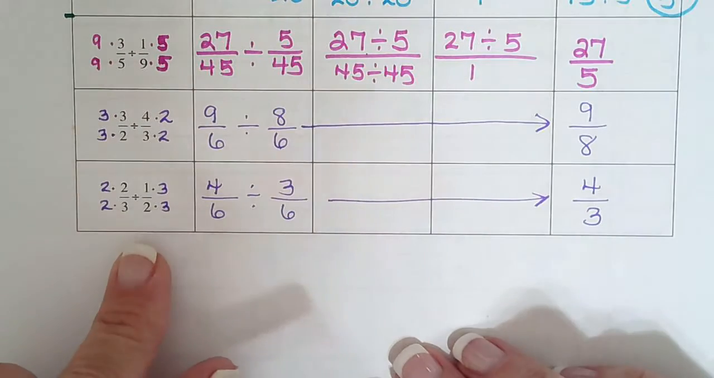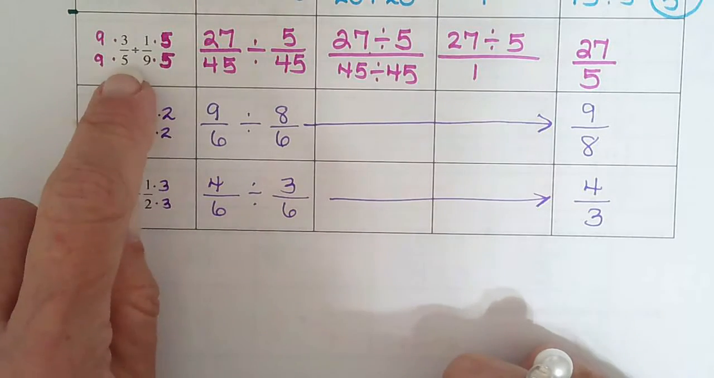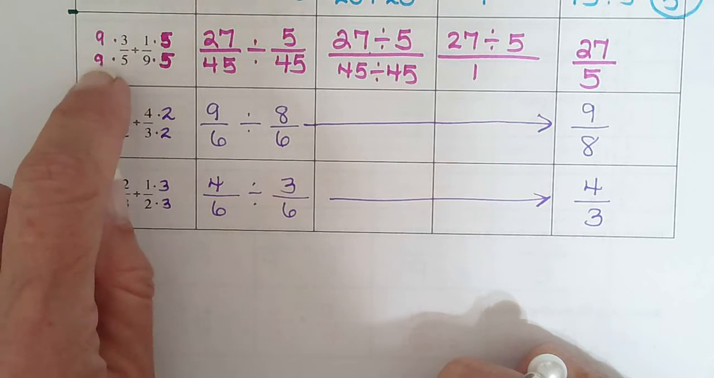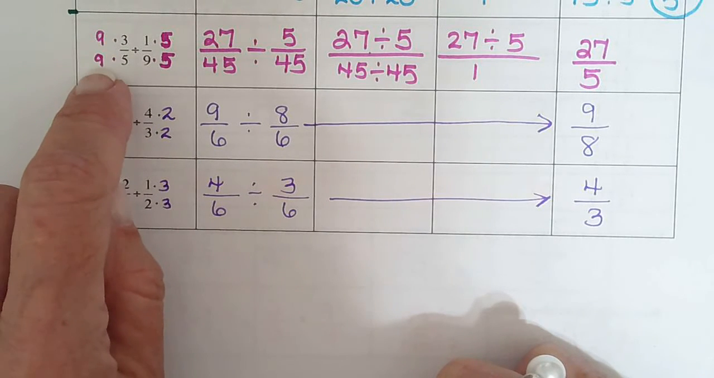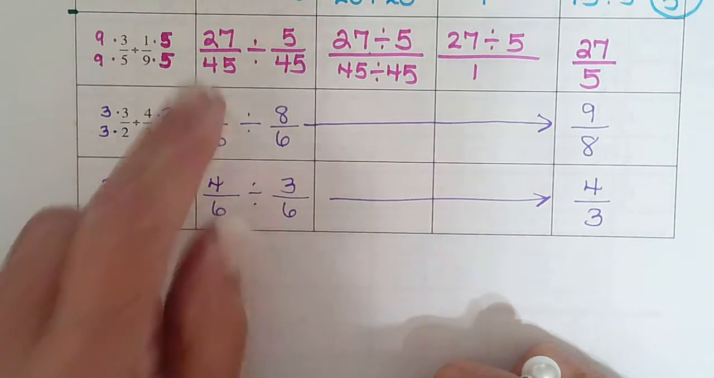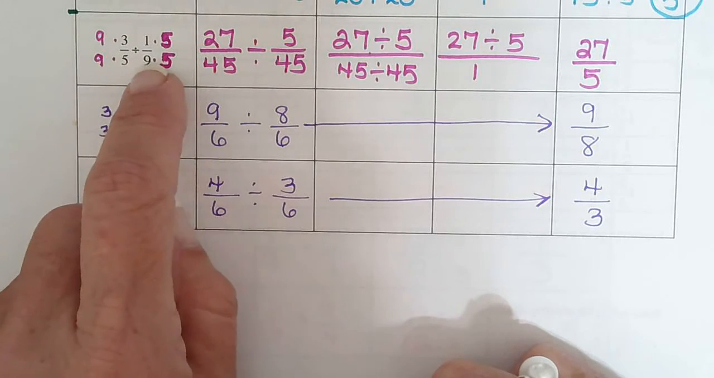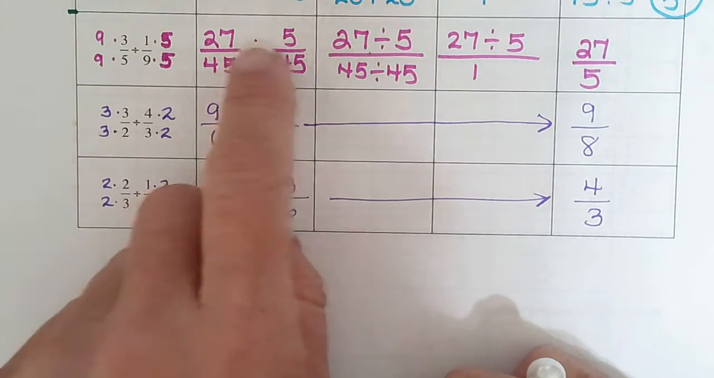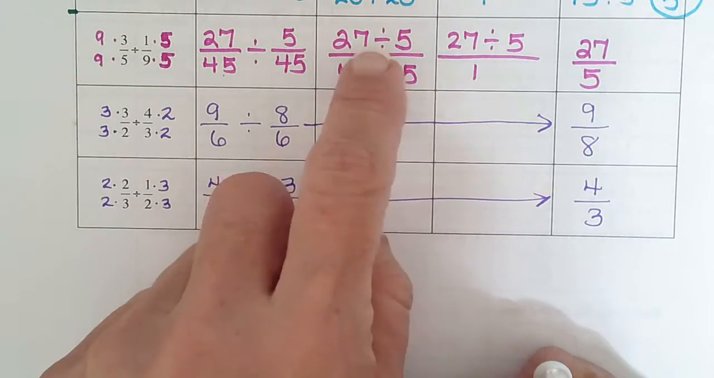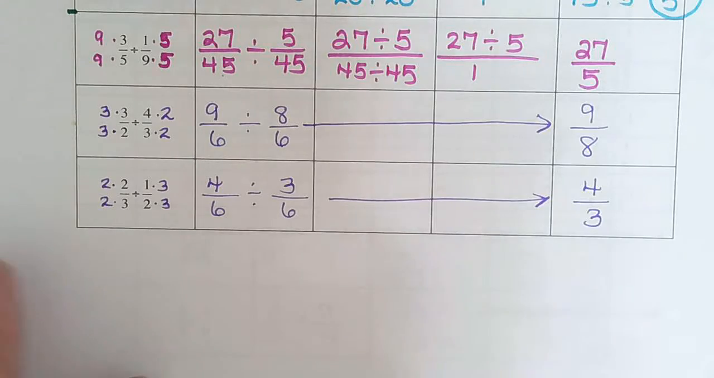So let's go ahead and do the last three of finding a common denominator for division. Here the common denominator was 45. Notice I multiplied both the first numerator and denominator by 9. And to make this into 45, I have to multiply them both by 5. So 27 over 45 divided by 5 over 45. Then we do 27 divided by 5, 45 divided by 45. That's 1. So I just take this and turn it into a fraction, 27/5.